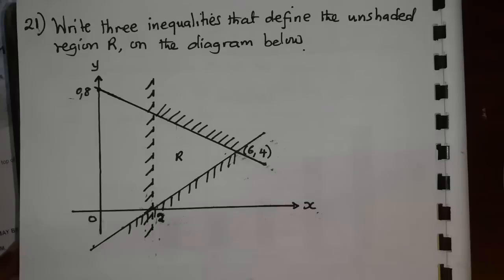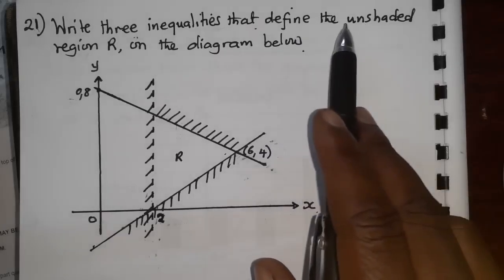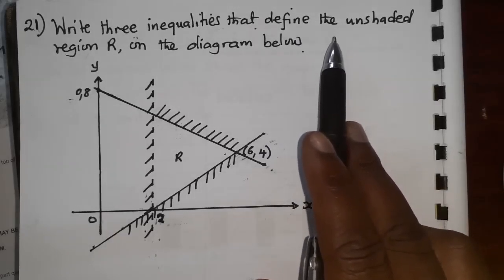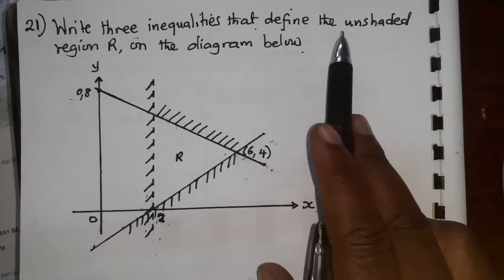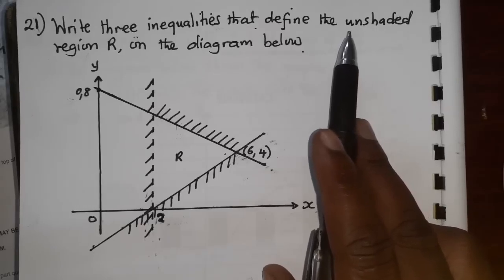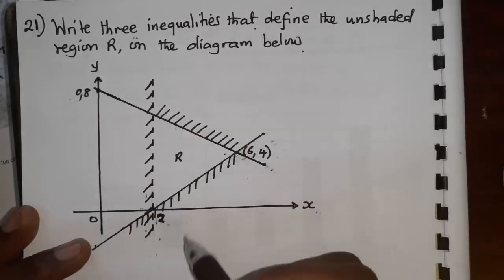Okay? Question 21. Write 3 inequalities that define the unshaded region. Okay? That define the unshaded. All right? So we can start with this one.